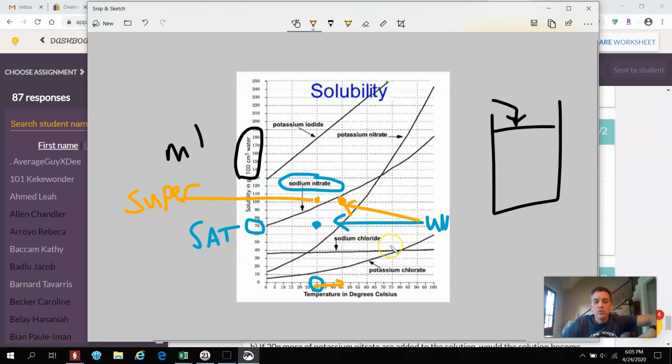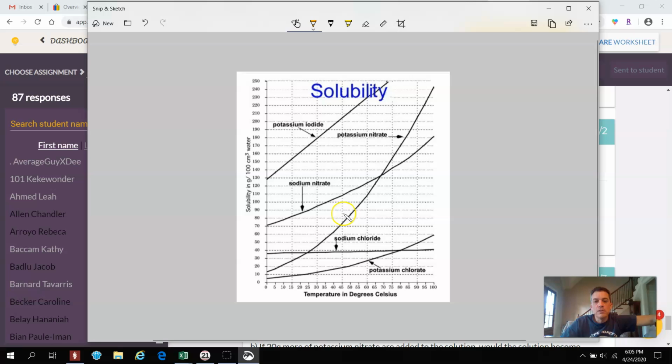So again, as you decide whether something's saturated, unsaturated, or supersaturated, it's simply an idea of graphing the dot somewhere on the graph and then answering it in terms of where it is in relation to the line. So again, like with the potassium iodide, if I graph any dot below it, that's unsaturated. If I graphed any dot above it, that would be supersaturated. Some good writing there. And if we graphed anything on the line exactly, that would be saturated.